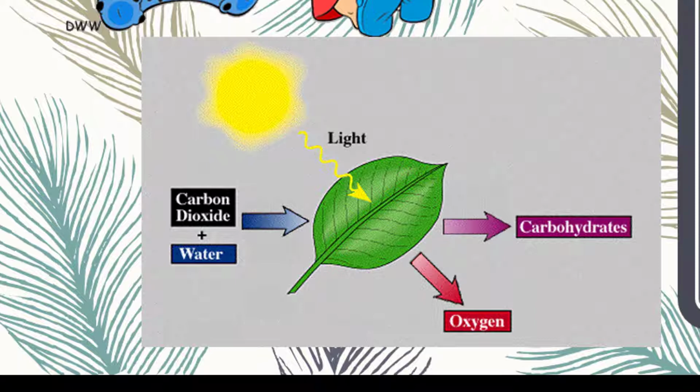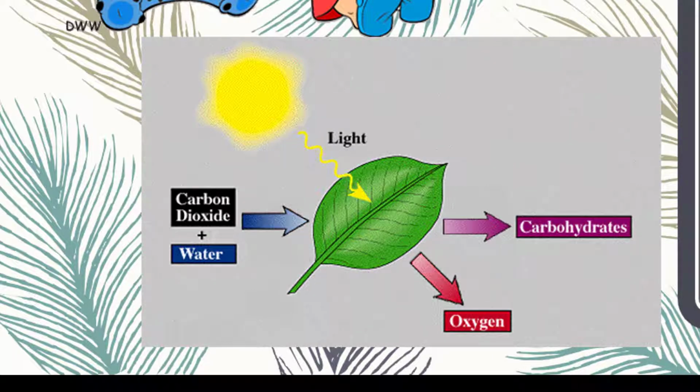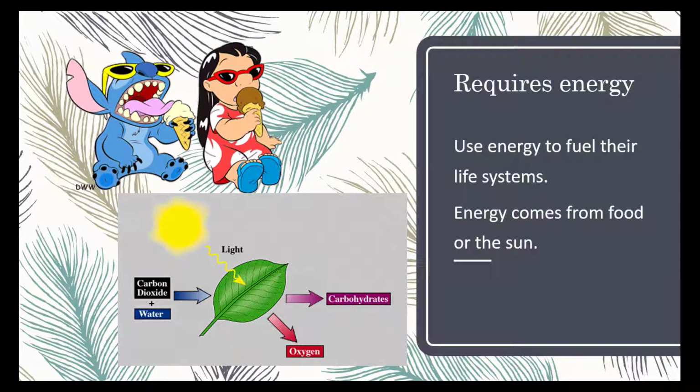Here you have a plant undergoing photosynthesis, and in this case it's using light energy from the sun to capture energy to be used later in the plant or to be eaten by another organism and then provide energy to them. So in the top picture you have energy coming from food, in the bottom picture you have energy coming from the sun.